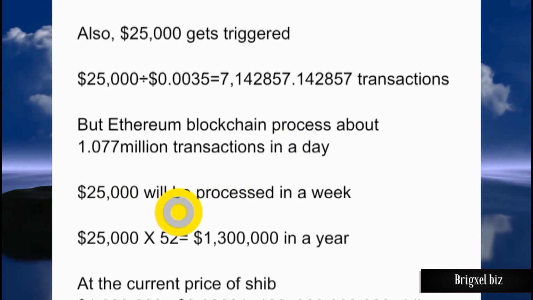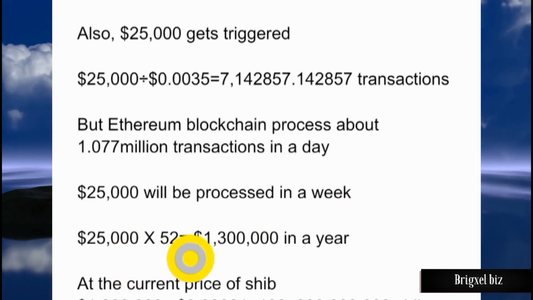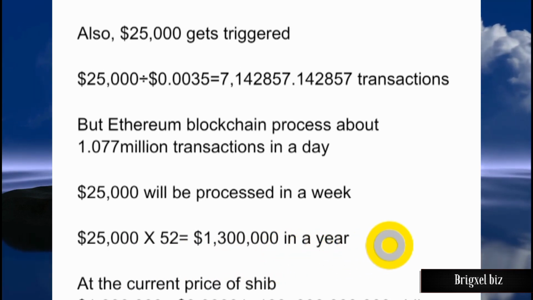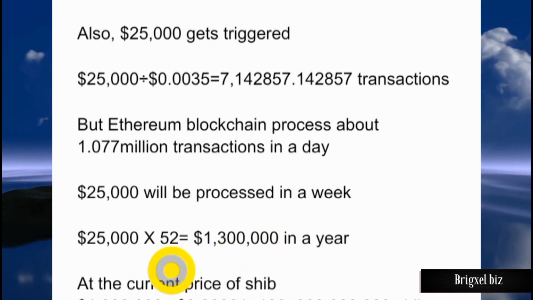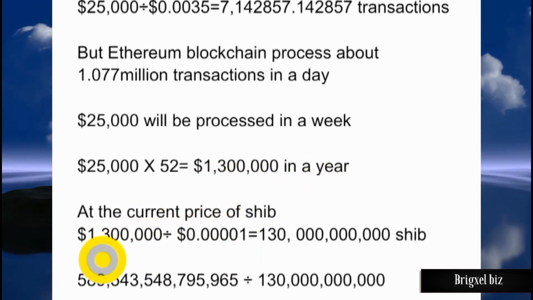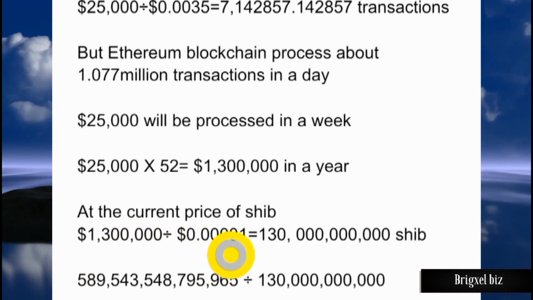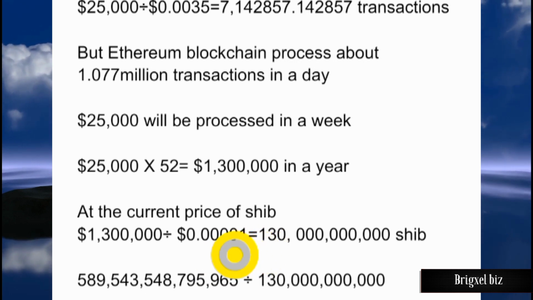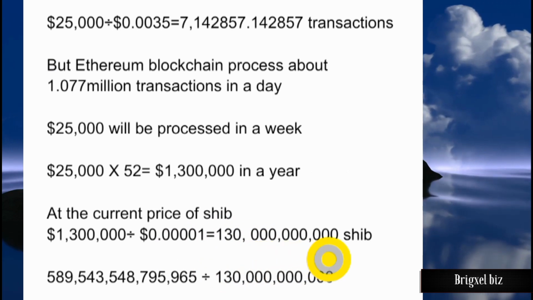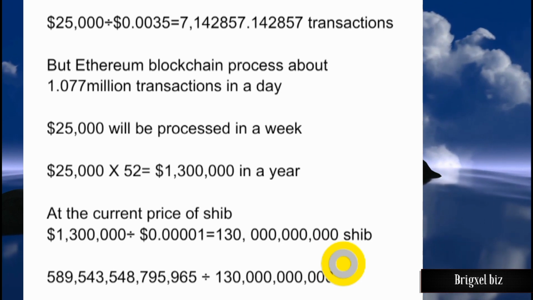So if $25,000 is burnt in a week, and there are 52 weeks in a year, that means about $1.3 million is going to be burned in a year. And if we go by the current price of the Shib token, if we divide $1.3 million by $0.00001 per Shib token, that means this amount of Shib tokens will be taken out of circulation every year.